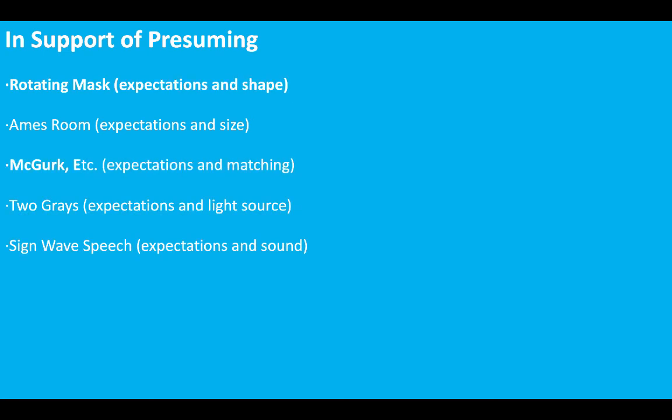Okay, so we've looked so far at the rotating mask, the McGurk effect, and two grays. In class, on Thursday, we'll look at the Ames room and sine wave speech to supplement this support for the claim that perceiving is presuming.